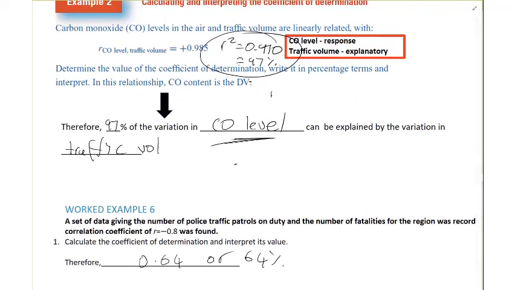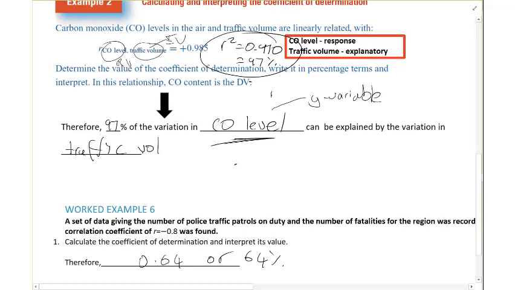This is from a previous example. We're given the R, so we're given the R squared. We've said that this is your RV, this is your EV, your explanatory variable there. And so it's therefore 97%, because we've done the R squared, of the variation in CO level. This is your Y variable, if you want to think of it like that, so you know where to place it. Can be explained by the variation in traffic volume, which is your X variable.